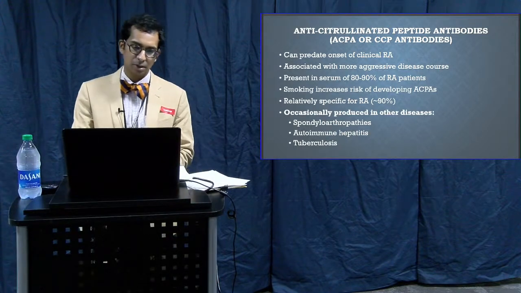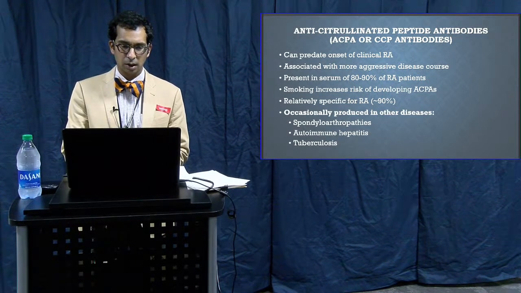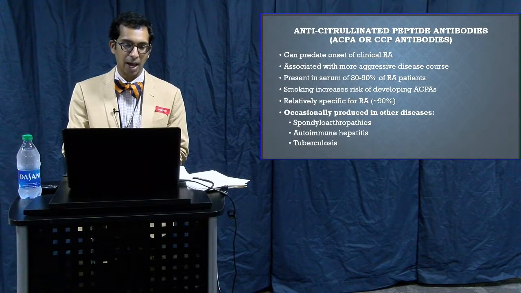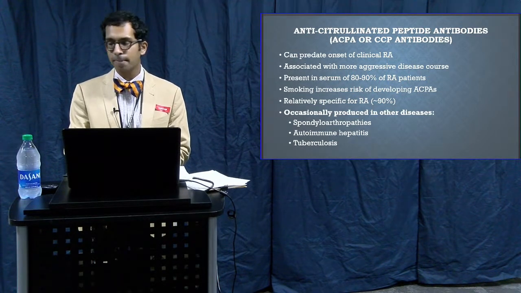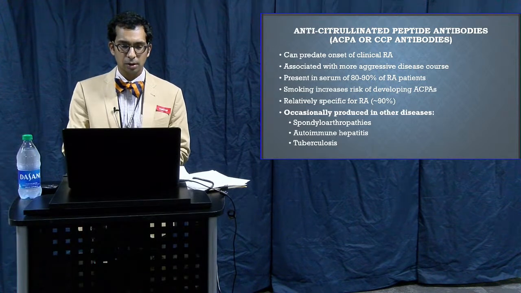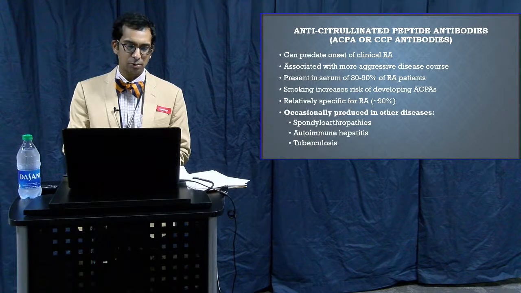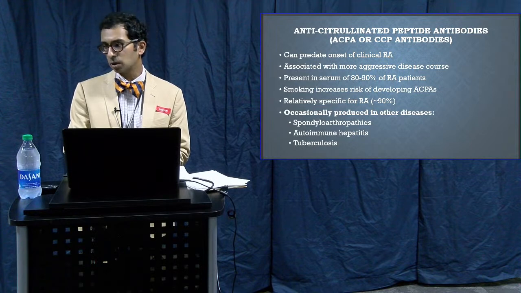Another important concept in understanding the humoral response in rheumatoid arthritis is understanding these anti-citrullinated peptide antibodies, and we call them CCP antibodies, or ACPAs for short. Those can also predate the onset of clinical rheumatoid arthritis. They're associated with a more aggressive disease course. They can be present in up to 90% of patients with RA. It has been demonstrated that smoking can increase the risk of developing these anti-citrullinated peptide antibodies. In general, they're relatively specific for rheumatoid arthritis.